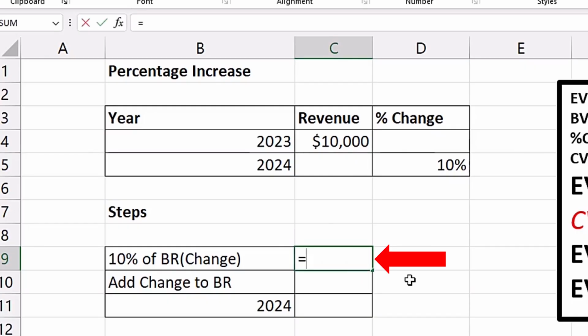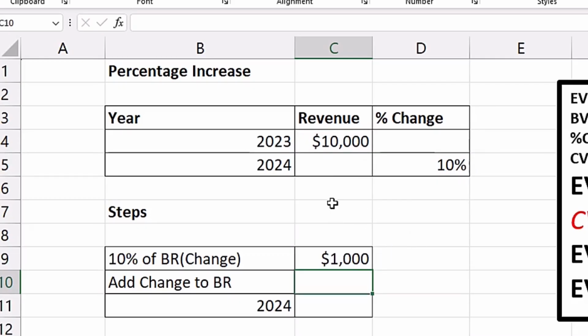So I'm going to do equals 10% of. When we talk about "of", we mean multiplication. So I'm going to multiply it by the revenue at the end of 2023. So I'm going to click on the initial revenue, or the beginning revenue, and when I hit enter, you can see that the change in revenue is $1,000.